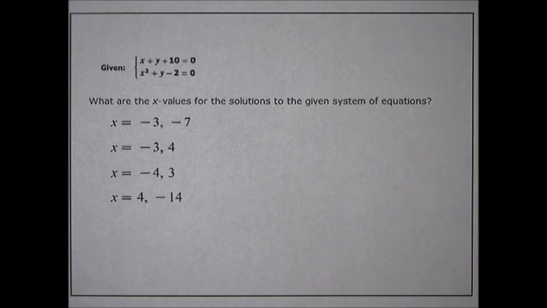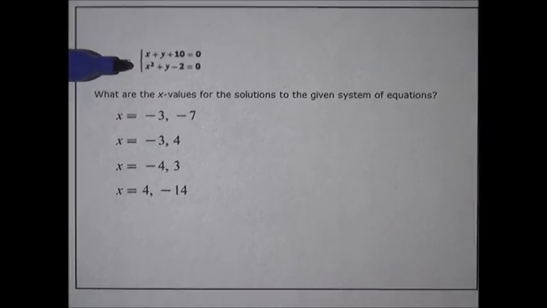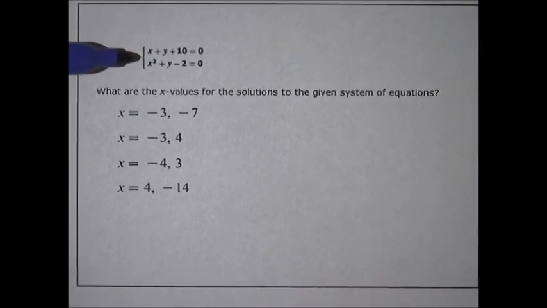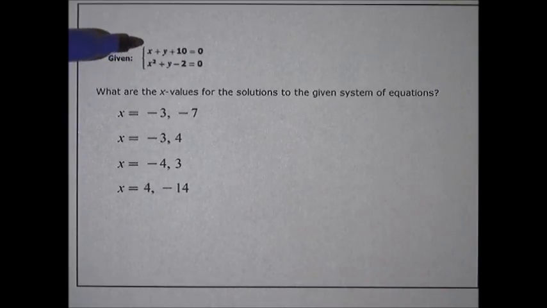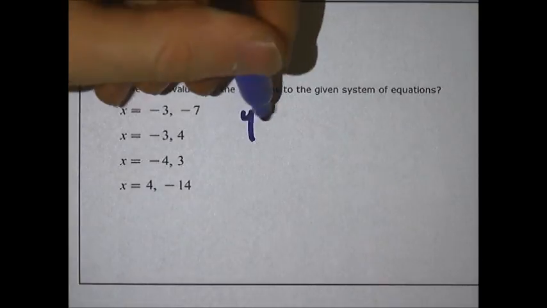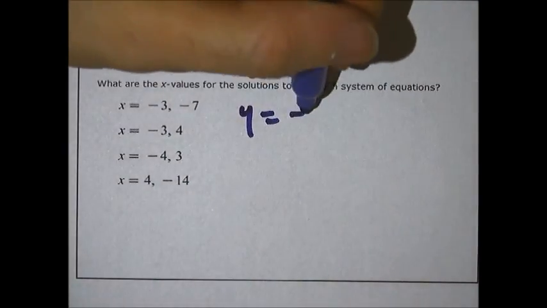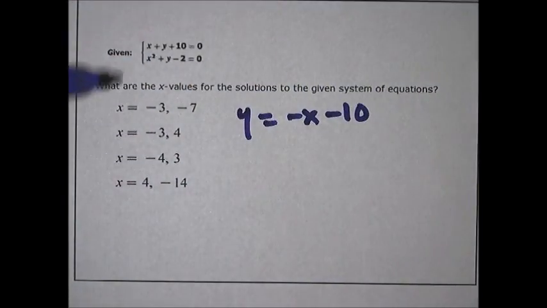Question asks for the x values of the solution for the system. If I'm going to do a system, they give me 2 equations. I need to solve them each for the letter y. I look at the first one: x plus y plus 10 is 0. If I solve that for y, I want to subtract the x, and subtract the 10. So for the first equation, I have y is equal to negative x minus 10.